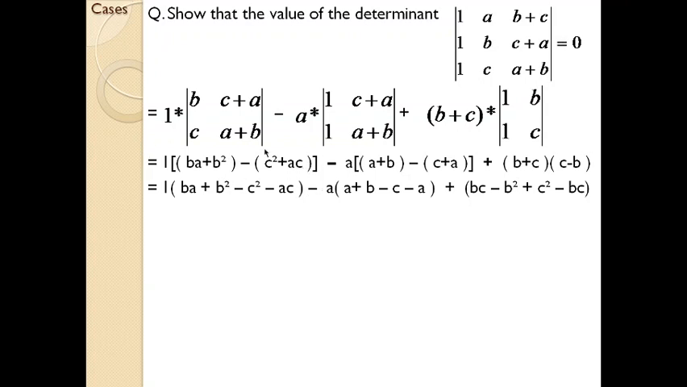This entire value is the case in which the bracket within the bracket has to be opened. So ba plus b square minus c square, into it will be minus c square, minus into a plus ac it will be minus ac, minus this a into (a plus b), minus minus into c it will be minus c, minus into plus a it will be minus a, this plus sign b plus c into (c minus b).